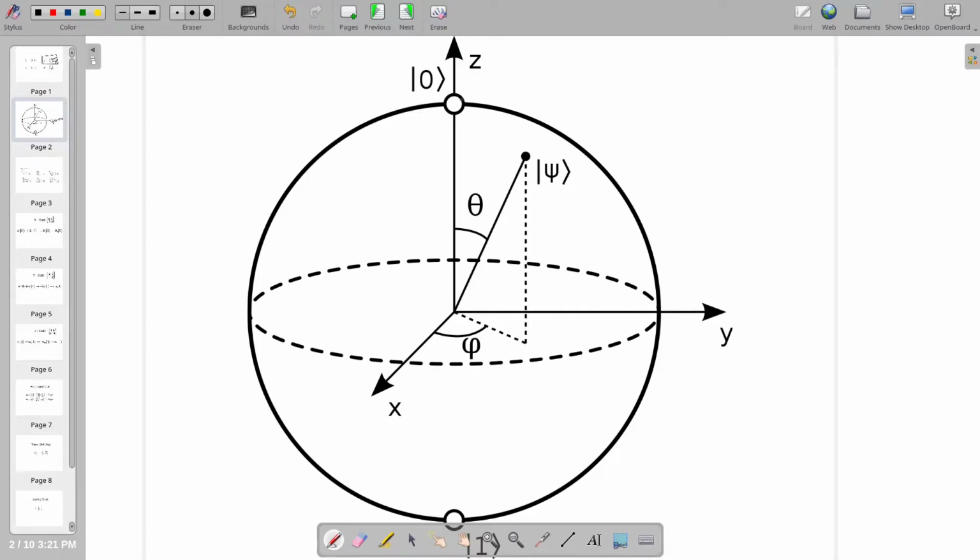We know that this represents the 0 state and this represents the 1 state when the given vector is pointing at these points, and we know that this is nothing but superposition, or plus, where plus is equal to 1 by root 2 (0 plus 1), and this is 1 by root 2 (0 plus i1). We've already discussed these things in the previous video about the Bloch sphere. You can check it out if you missed it.